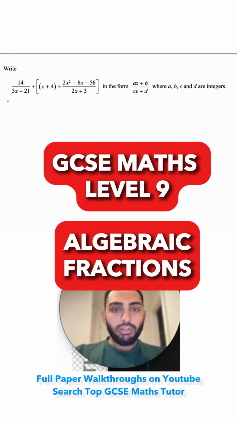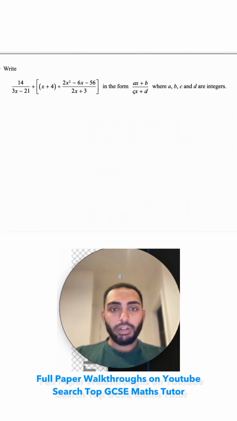Question 20. Write this fraction in the form ax plus b over cx plus d, where a, b, c, and d are integers. So I've got quite a few things going on here, but I can see all of this is in a bracket. I can see I've got a quadratic here, so it might be useful to start off with this quadratic here and just simplifying it. I'm going to factorize this.